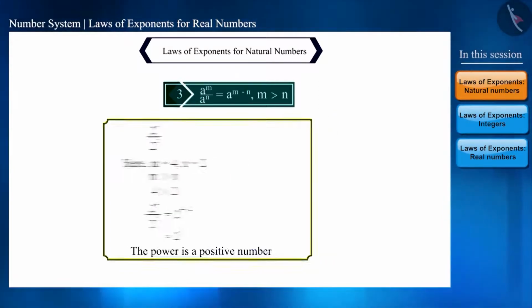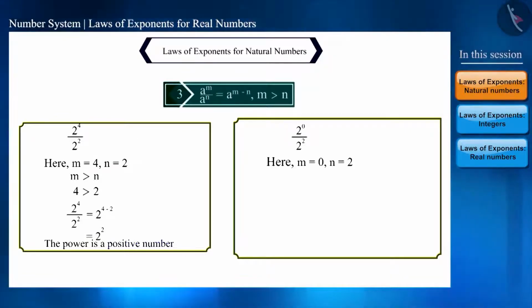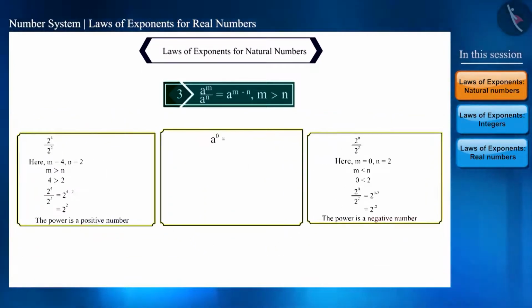Friends, can you guess what happens if m is smaller than n? Let's see, if in the same example we have 0 instead of 4, m will be less than n. Here the power of 2 will be minus 2. That is, the power will be a negative number. We know that a raised to power 0 is equal to 1. We place a raised to power 0 instead of a raised to power m. We get a raised to power minus n, which is 1 by a raised to power n. Now we can use these rules for negative powers as well.